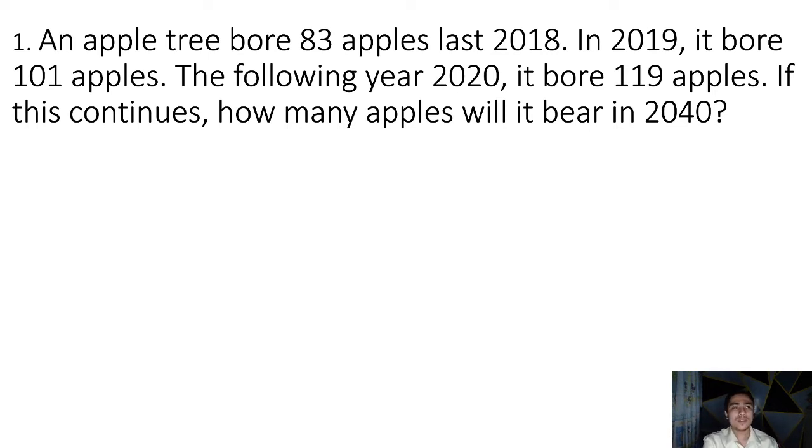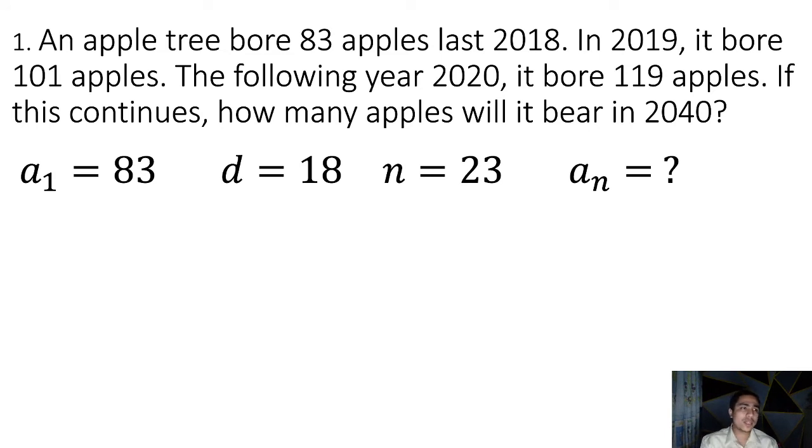Mano-mano tayo. So, our given is A sub 1 is equal to 83 apples. The common difference is 18 apples. N is equal to 23 years. And we are looking for A sub N. So, if we're going to take it mano-mano, ang gagawin lang natin, di ba, nakukuha. To get the next term, we just have to add the common difference. Duduktong lang natin sa una.